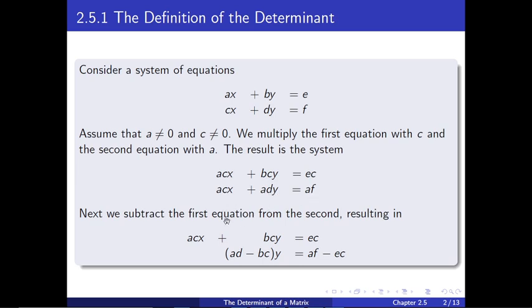Now if we subtract the first equation from the second, we see that acx minus acx, we get a 0. Then we say ady minus bcy, we get ady minus bcy. And then if we factor out the y, we get (ad minus bc)y, right? And then here we say af minus ec.